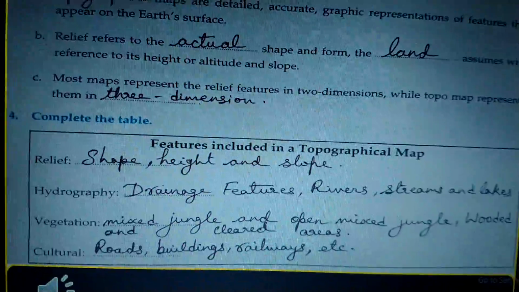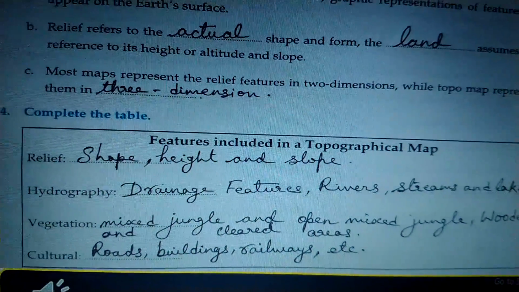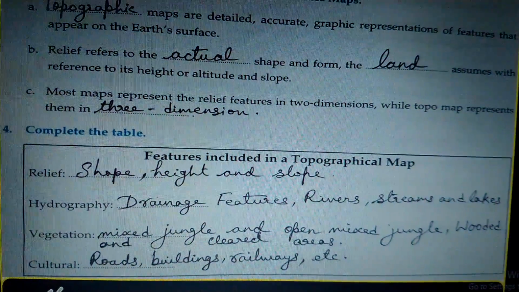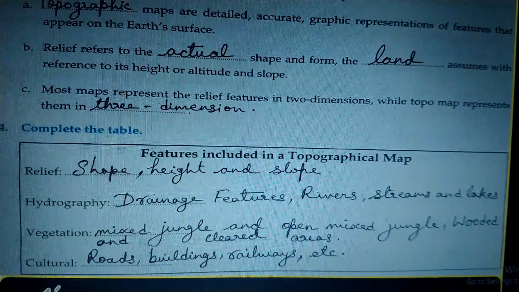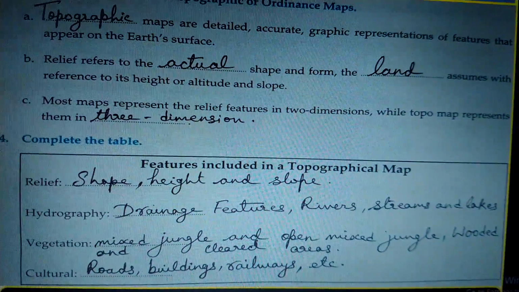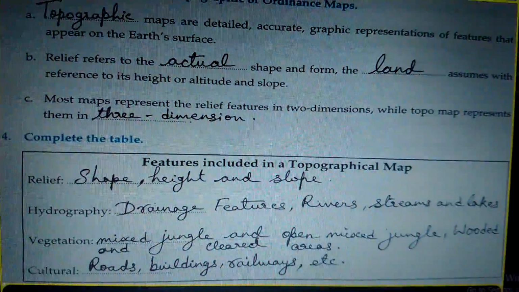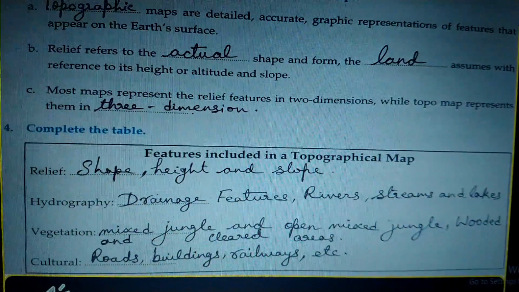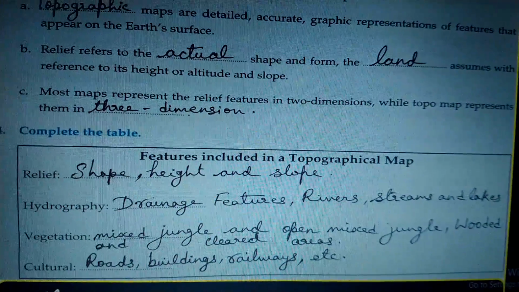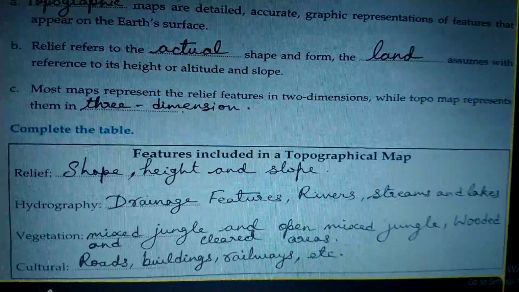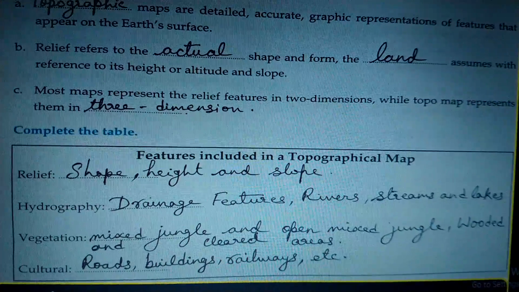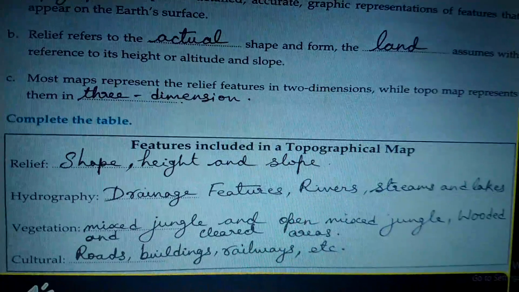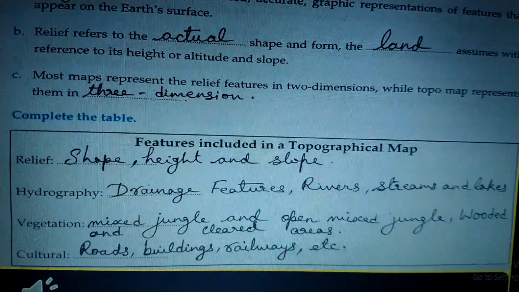Then we see number 4, complete the table. A relief is the shape, height and slope. Then we see hydrography: drainage features, rivers, streams and lakes. Vegetation: mixed jungle and open jungle, wooded and cleared areas. Then we see the cultural: roads, buildings, railways, etc.